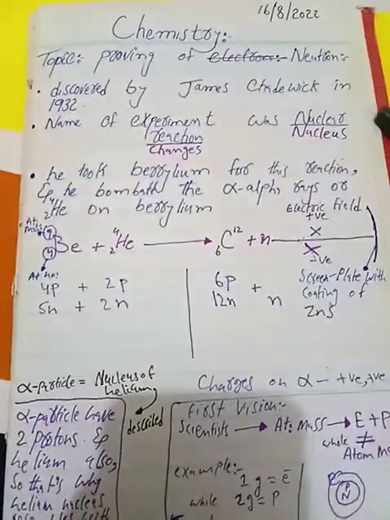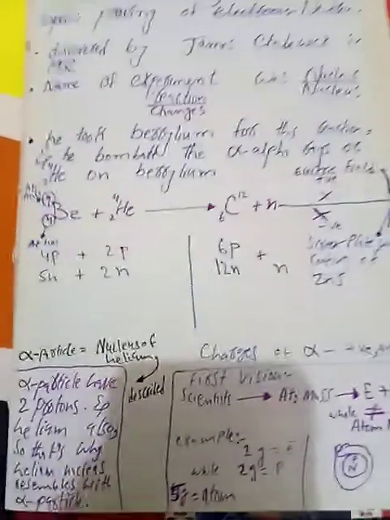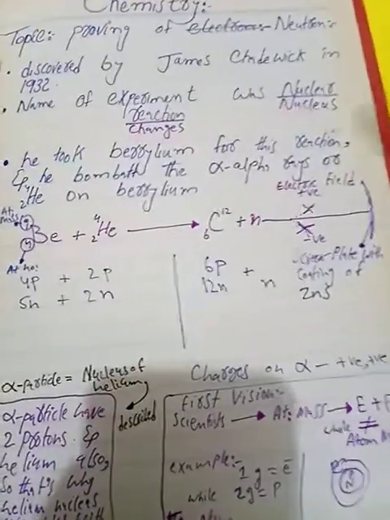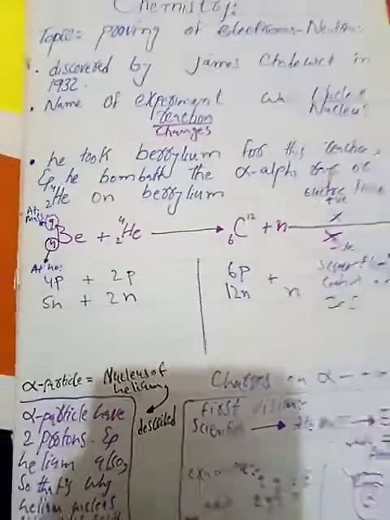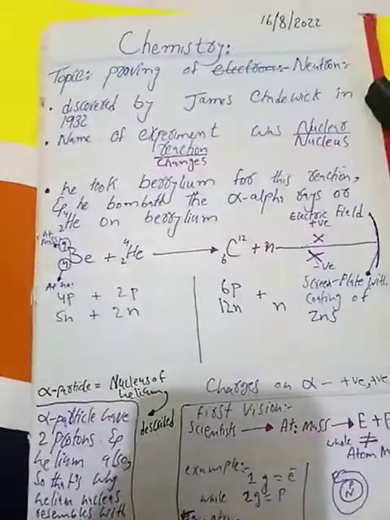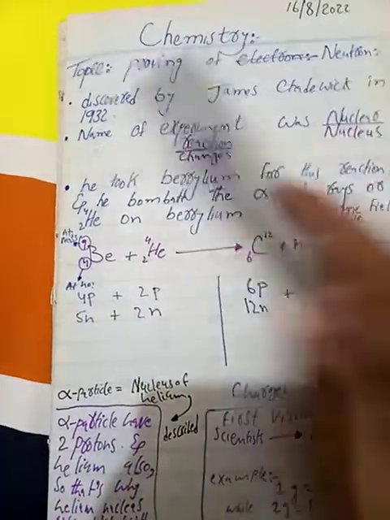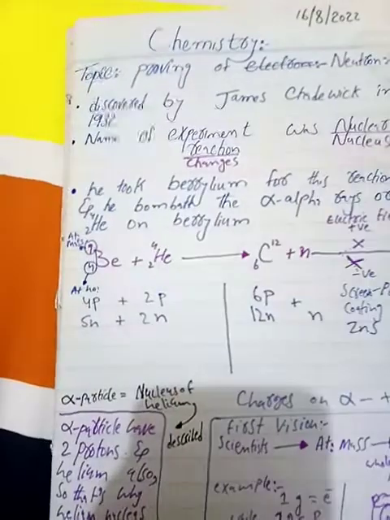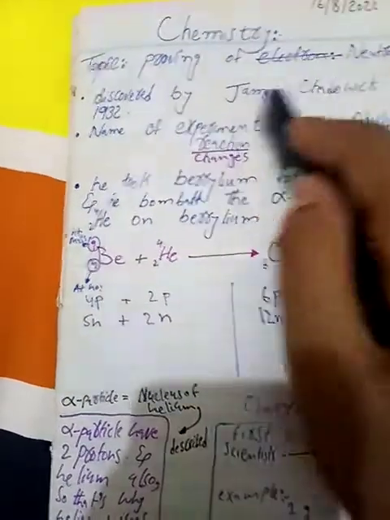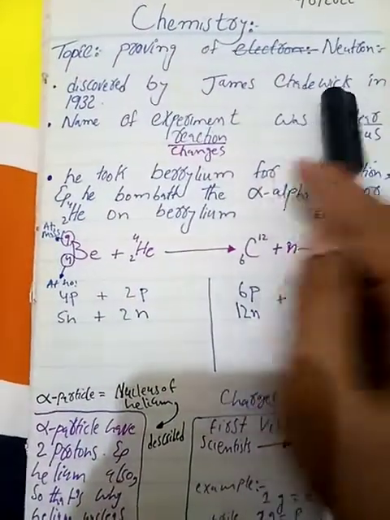As you guys know, we have studied cathode rays and significant figures in chemistry, and now we are having the topic of the discovery of the neutron. Starting with the discovery, it was discovered by James Chadwick in 1932. To memorize the year is not an important thing; you can also just memorize this name. James Chadwick has discovered the neutron.